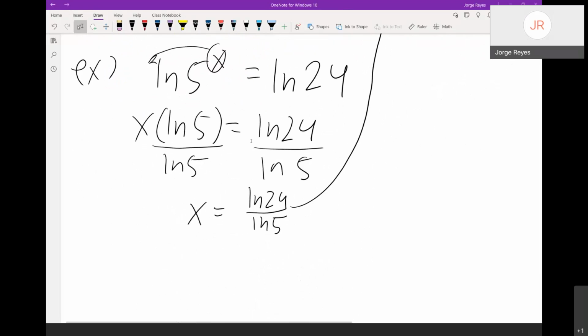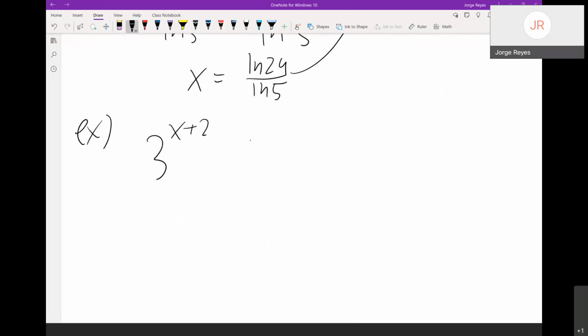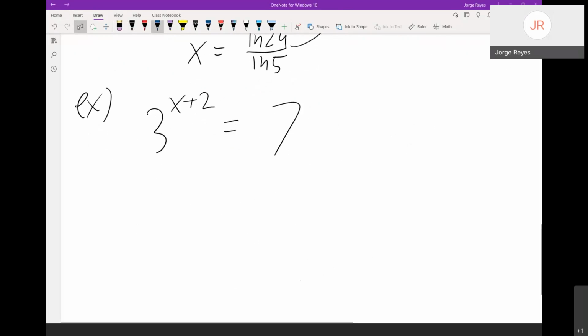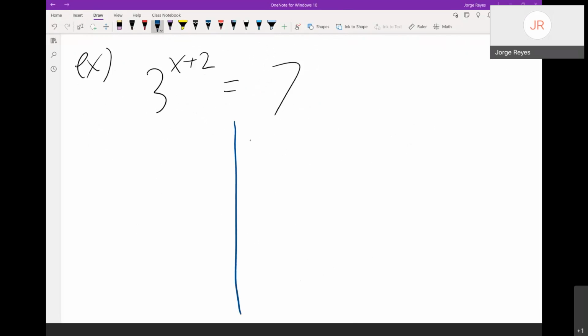So now let's do some more examples. Okay, so here I have 3 to the x plus 2 equals 7. All right, again, I have many options. I'm going to solve this twice, actually. Okay, so option 1 is I'm going to natural log both sides, because this is the simple way. So if I natural log both sides, then I'm going to power rule this, and make sure I put my parentheses.